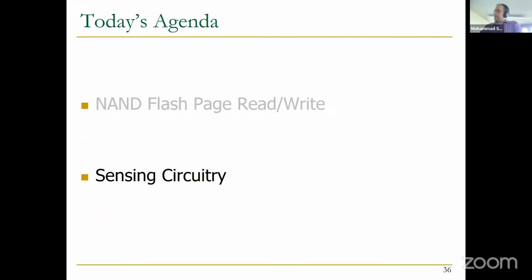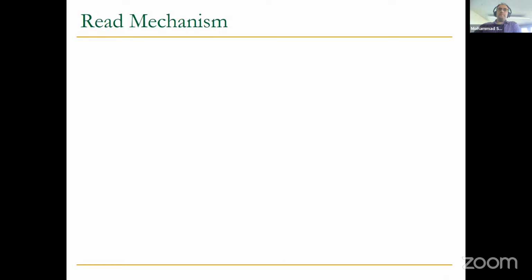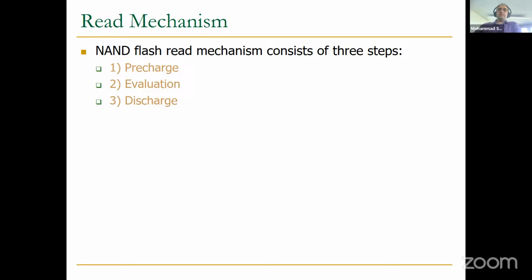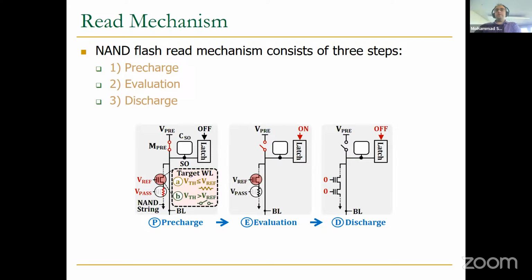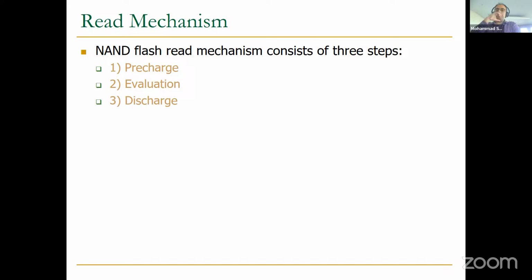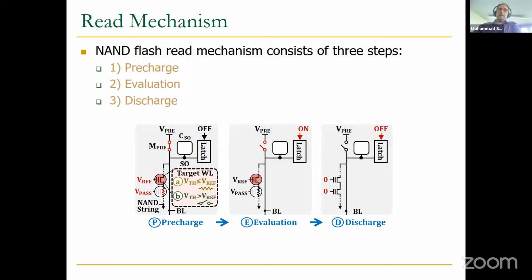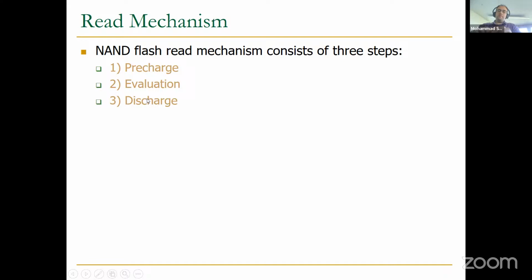Now I want to provide very brief information about sensing circuitry, just to give you more idea about how sensing is happening inside the flash chip. For the read mechanism that we implement in NAND flash, we have three steps: pre-charge, evaluation, and discharge. Pre-charge is very similar to initialization. Exactly what we said, we need to charge the bit line to VCC. Evaluation is the phase where you evaluate whether a bit line current did flow or did not flow. That happens in the evaluation step. And discharge is discharging the bit line to make it ready for future reads.